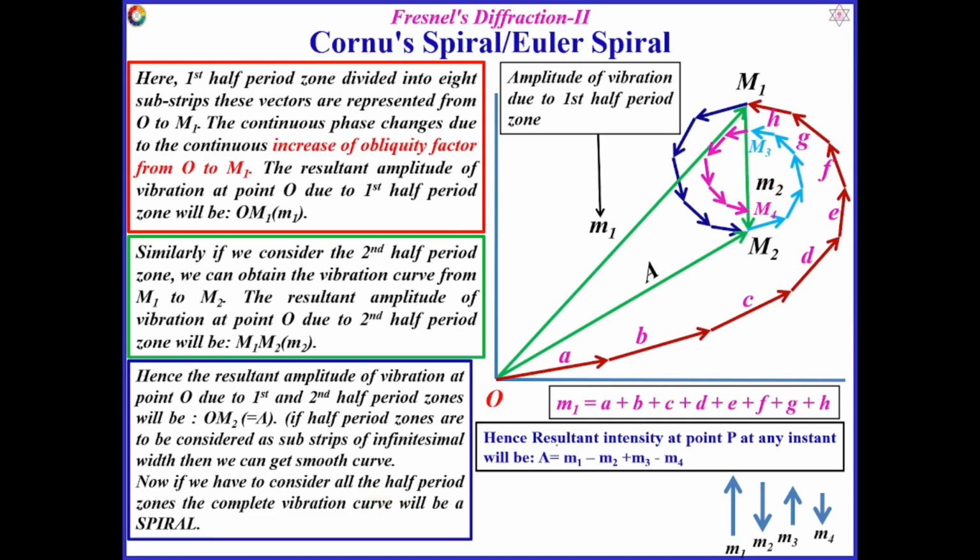And here you can see the resultant amplitude A will be how much? M1 minus M2, by considering the first and second half period zones. For the third half period zone the vector will be this one, so it will be plus M3. For the fourth half period zone it will be this way, minus M4. Likewise for the fifth, again plus M5. For the sixth, minus M6, and so on. Right? So this is the so-called formation of the Cornu spiral.